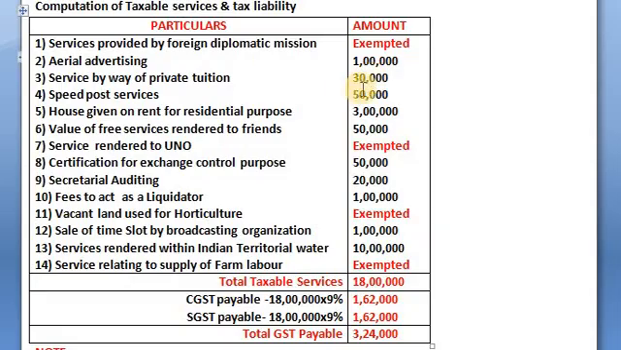Aerial advertising 1 lakh, service by private tuition 30,000, speed post services 50,000, house given on rent for residential purpose 3 lakh, rendered to friends 50,000, service rendered to UNO, it is exempted. Exchange control purpose 50,000, secretarial audit 20,000, liquidator 1 lakh, horticulture exempted, broadcasting organization 1 lakh, territorial water 10 lakhs, and farmland it is exempted.